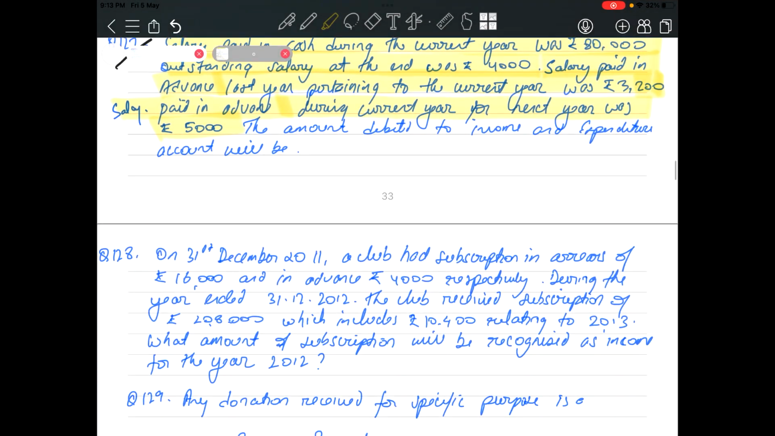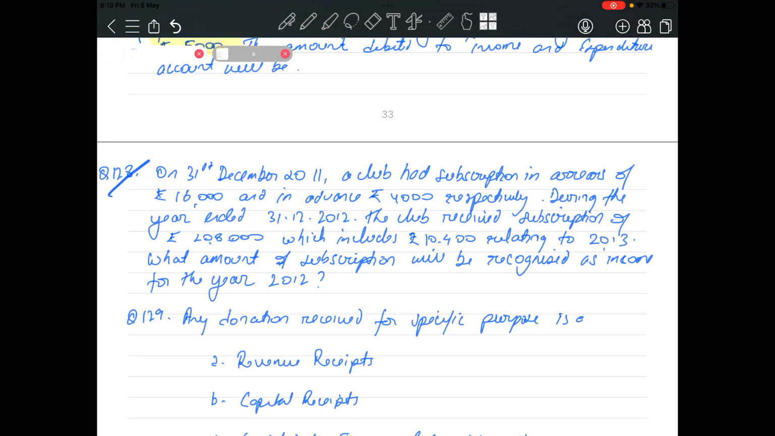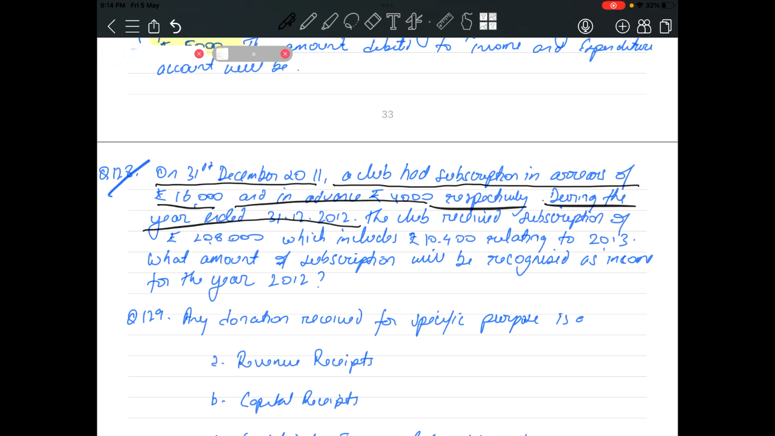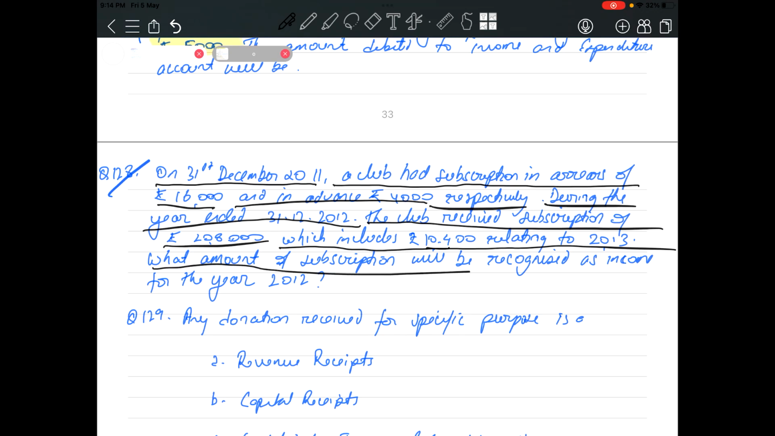Now let's see question number 128. What's the question saying? On 31st December 2011, a club had subscription in arrears of rupees 16,000 and in advance rupees 4,000 respectively. During the year ended 31st December 2012, the club received subscription of rupees 28,000, which includes 10,400 relating to 2013. What amount of subscription will be recognized as income for the year 2012? Now we have to see this question.